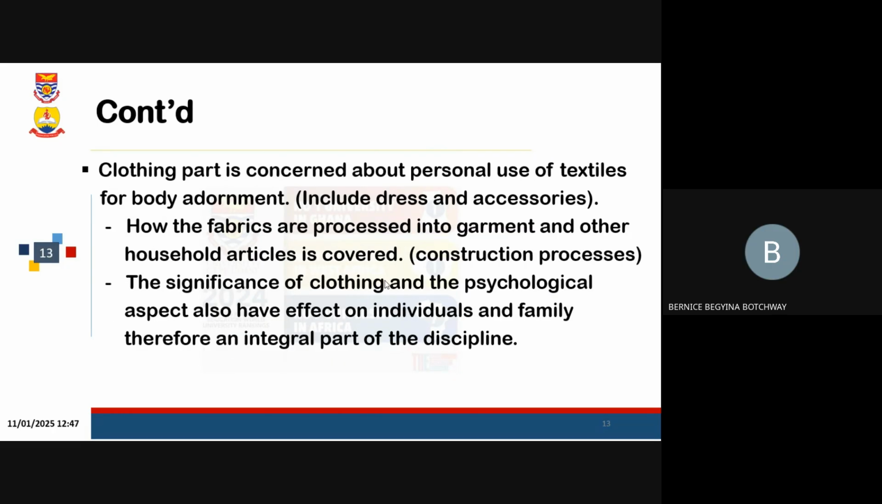The clothing part is concerned about the personal use of textiles for body adornments, which include dressing and then accessories, which I've talked about, how we adorn ourselves with some clothing. Clothing is not just what we wear, the fabric that we wear. It's our makeup, our accessories, they all form part of the clothing that we wear. So it's not just the dresses.